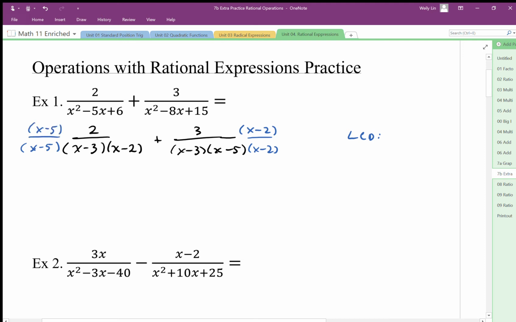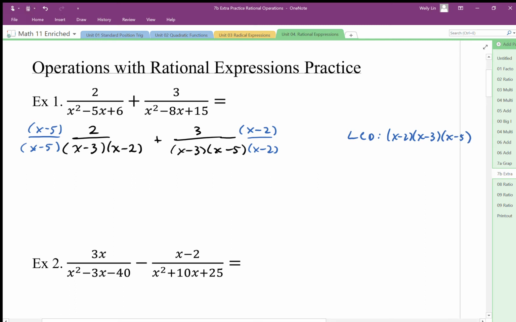Again, this idea of balance is a central property of math, and we need to make sure that we're never breaking these really important rules of math. So lowest common denominator ends up being x minus 2, x minus 3, x minus 5.